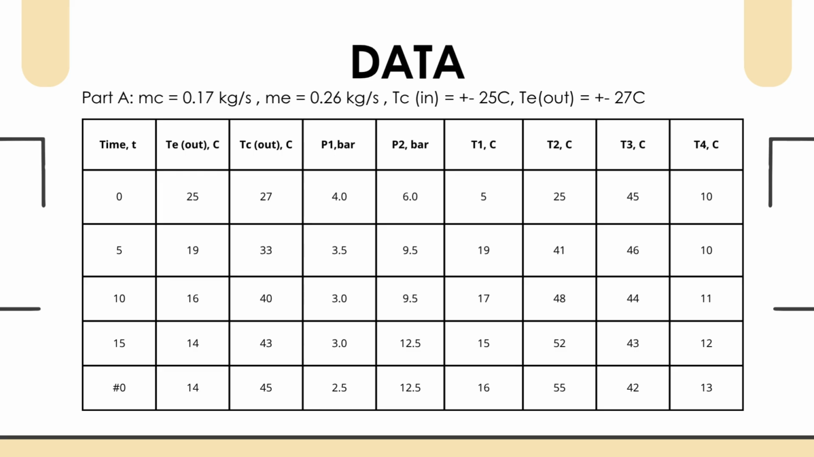So for the data, here we have part A, in which we keep mc constant at 0.17 kilogram per second, me at 0.26 kilogram per second, T condenser in at plus minus 25 degrees Celsius, and T evaporator out at plus minus 27 degrees Celsius. Below is the data we collected throughout the experiment.